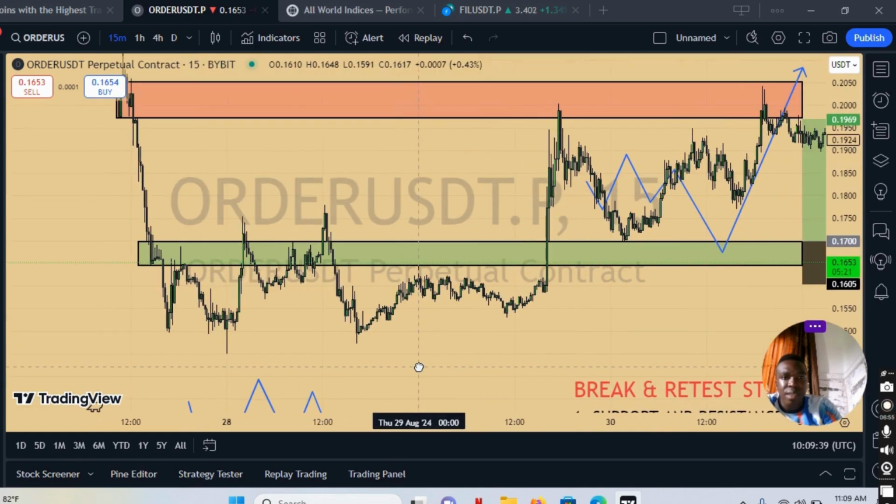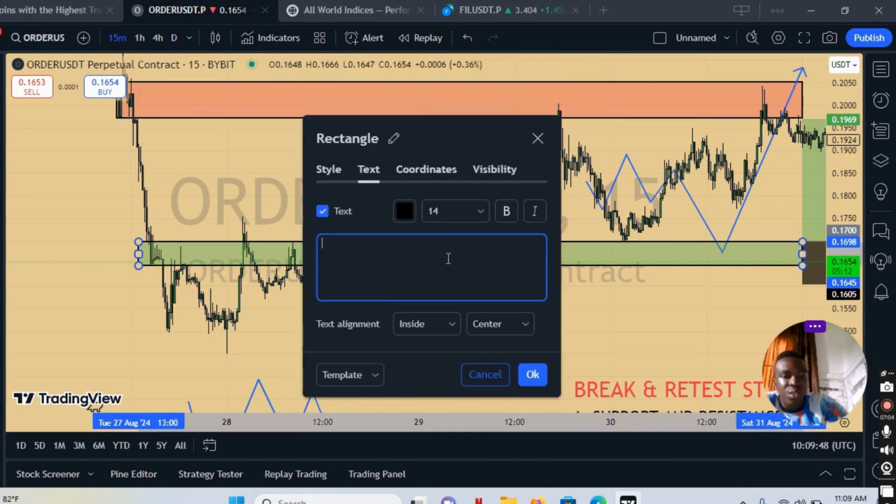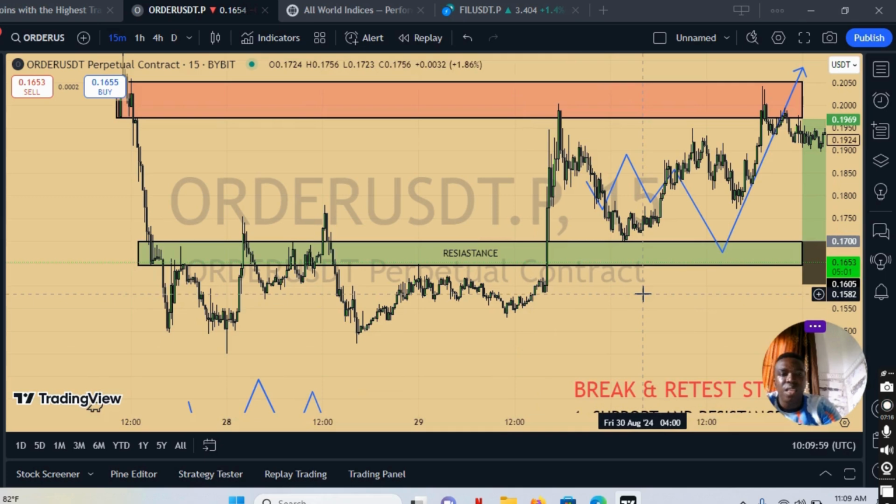Now, as you can see, this is actually a resistance. This zone has always been a resistance zone, and price has been reacting to this zone, coming back, reacting, and finally, boom, a break of structure. Resistance, that's the first thing. Then a breakout. We are finding our breakout.